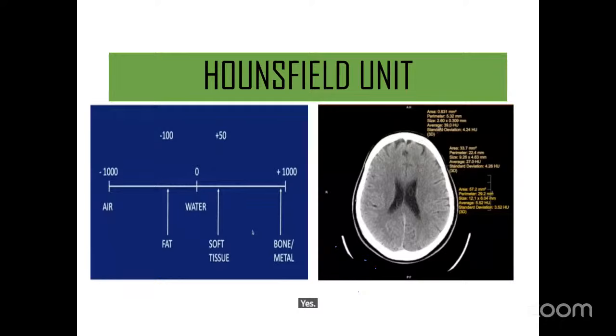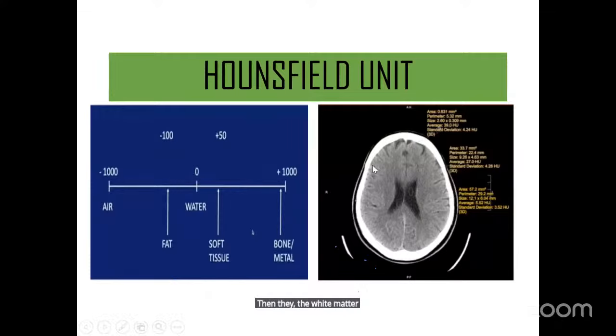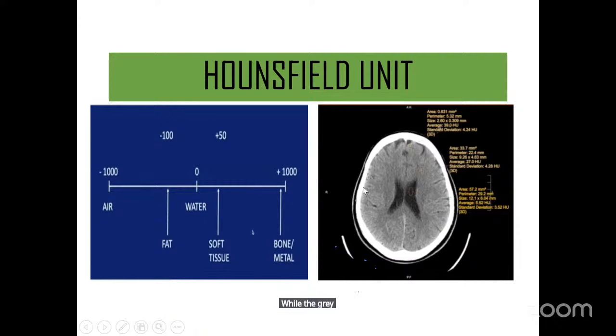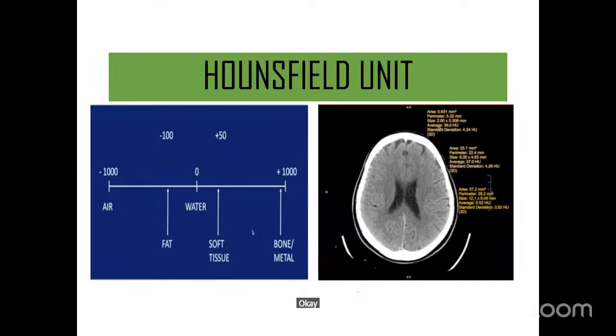The periphery of the brain here on CT, can you see that it appears whiter than the white matter areas here? Yes. Can you see that the periphery, the brain cortex, appears whiter? So in CT, in anatomy, actually, look, this is white matter but appearing dark, while the gray matter is appearing more white, because it's density that determines the appearance of the pattern. Are we together? Okay. Yes, sir.